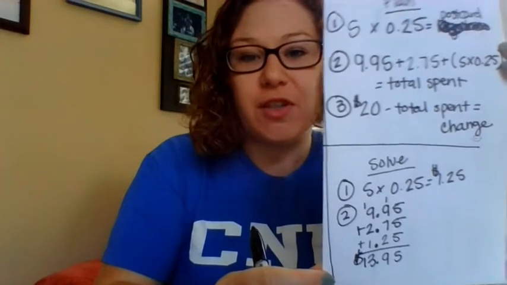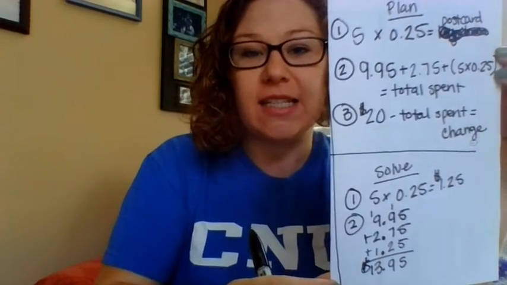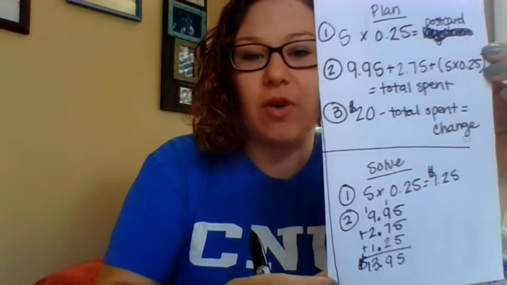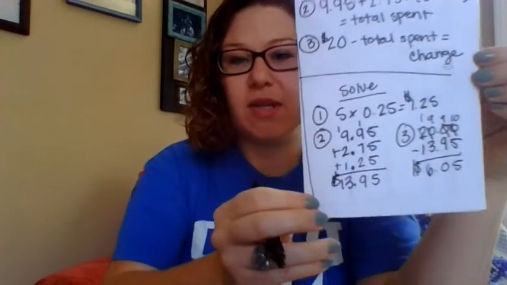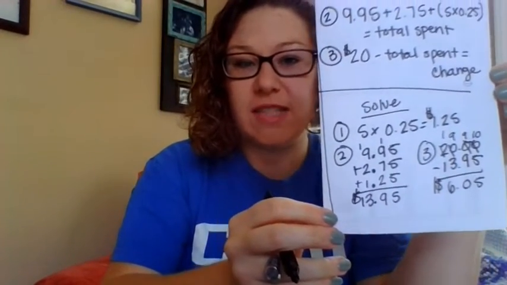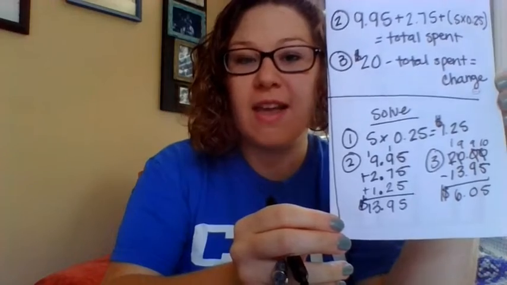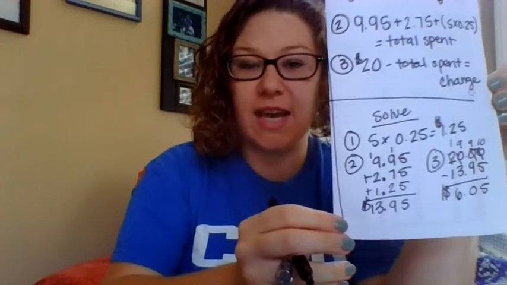Now, step 3 was to figure out that change. Now I'm going to take his $20 and I'm going to subtract $13.95 to figure out how much change Trent will receive. So Trent's going to end up with $6.05 back from the cashier when he pays for his items.